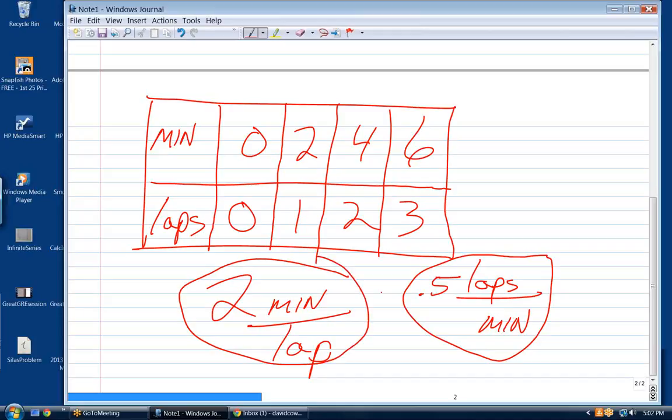Notice that the only difference between these two is I've flipped the units. Well, when you flip the units, you have to take the reciprocal of the number. So to turn 2 minutes per lap into 1/2 laps per minute, I take the reciprocal of 2, which is 1/2.